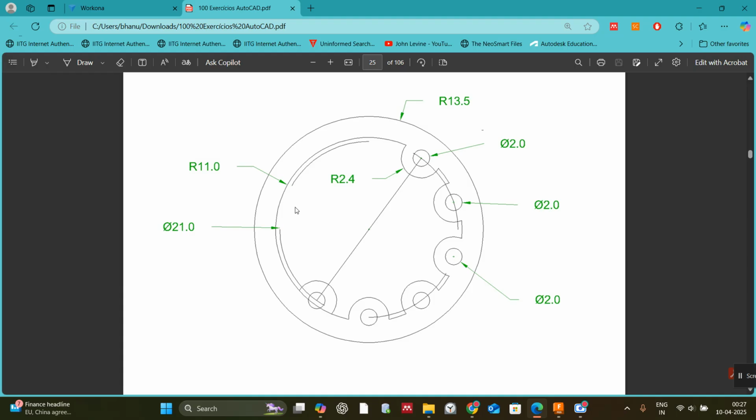So the next circle is 11.4. So it is only there. Okay, understood. So you can clearly see there are two circles here. The one with the radius of 11 and the diameter 21. 21 was the inner one where the circles were there.